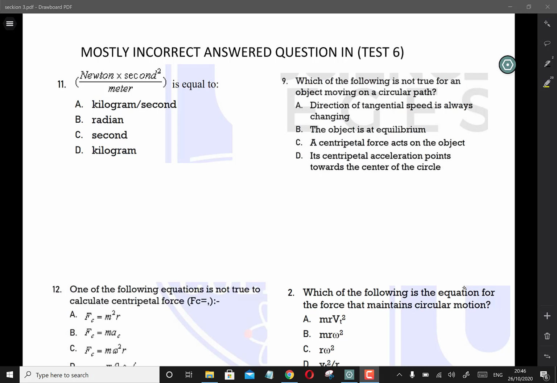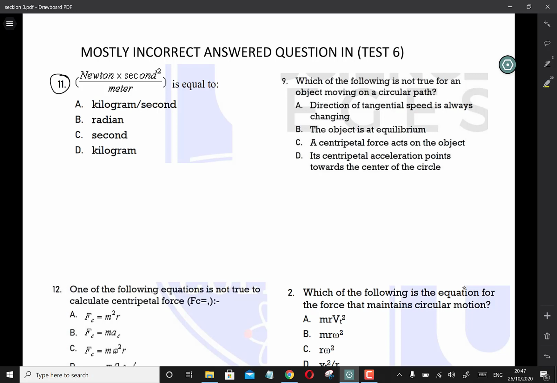Alright, now I'm going to answer the questions, which are mostly incorrectly answered questions in section 3, chapter 1. The first question is test 6, question number 11. This is the one which is mostly incorrectly answered. Newton multiplied by second square divided by meter is equal to what?